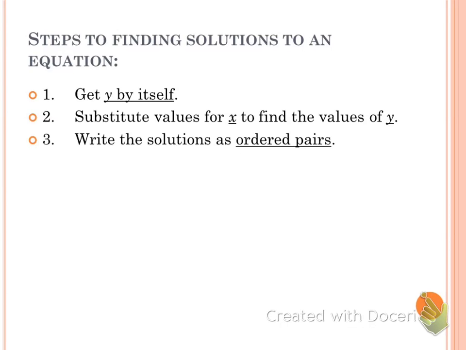So our steps for finding solutions to an equation, I should say with 2 variables, would first be to get y by itself. Next, we substitute values for x to find values of y. Then we write the solutions as ordered pairs.